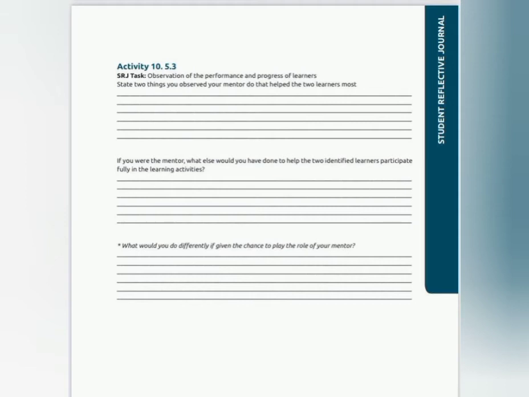So some of the things that you can write about is the introduction of games in the lesson. So you can write that your mentor introduced games. Children are fans of games. When you introduce games in lessons, they become very happy. You can also write that the mentor involved the learners very much in class participation.